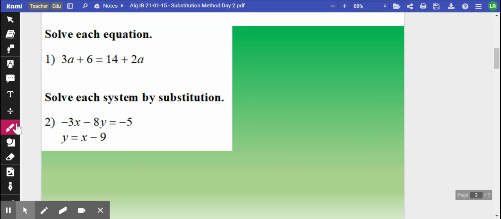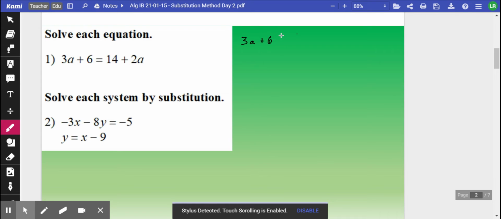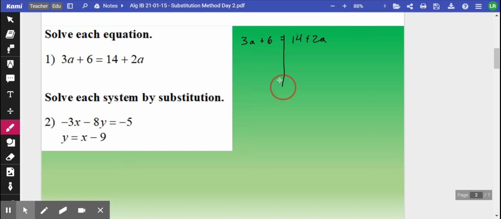Alrighty, number one is just a basic equation, okay, with variables on both sides. I'm gonna move it over here. We got 3a plus 6 equals 14 plus 2a. There's my equal sign. So I got variables on both sides. So let's move our variables to one side. So that's 0, and I'm going to add those up in a second.